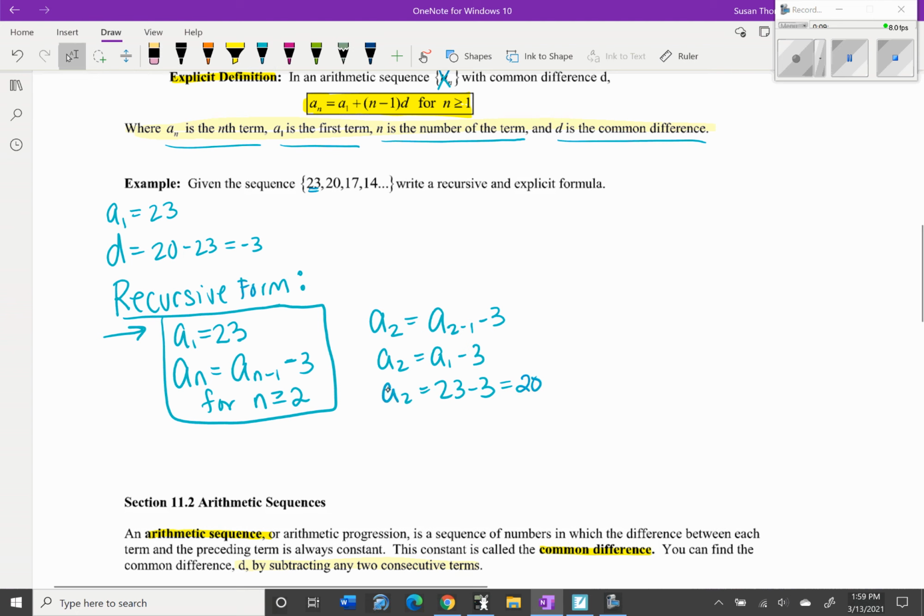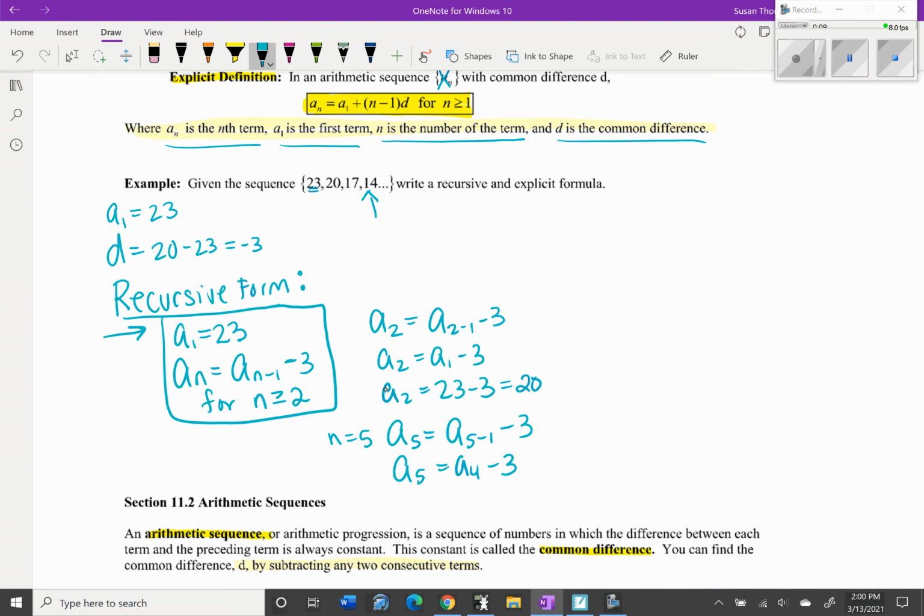And for this, if I wanted to find the fifth term, notice that if I were to plug in 5 for n, I would get a sub 5 is equal to a sub 5 minus 1 minus 3. So a sub 5 equals a sub 4, so the fourth term, minus 3. And of course, I know the fourth term because this is an easy sequence. I have it right here, and I could easily subtract 3.